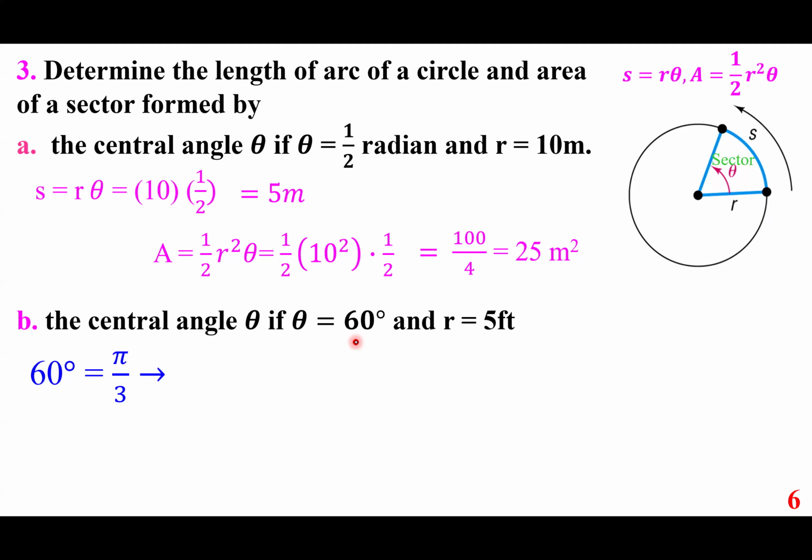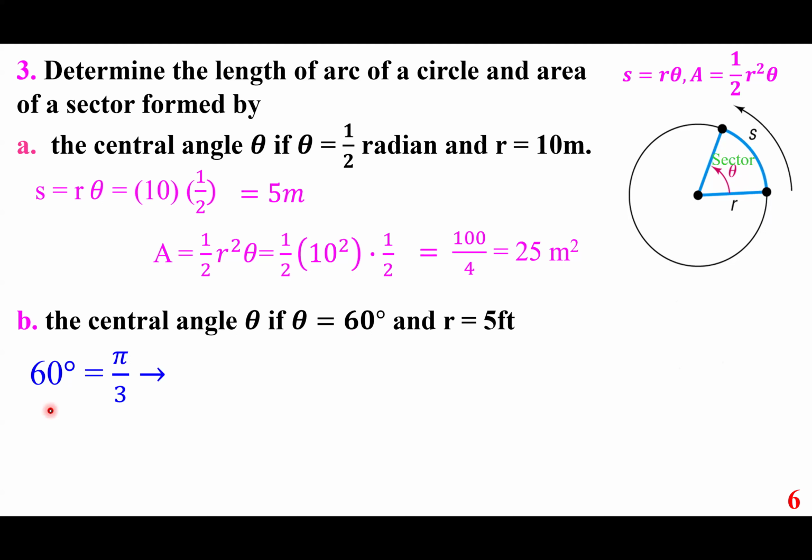So 60 degrees is pi over 3. 30 degrees is pi over 6. 45 degrees is pi over 4.